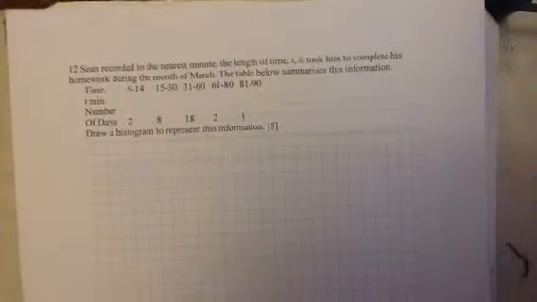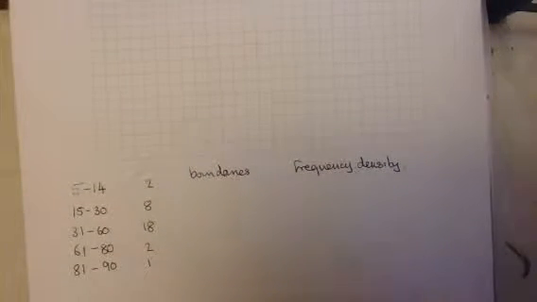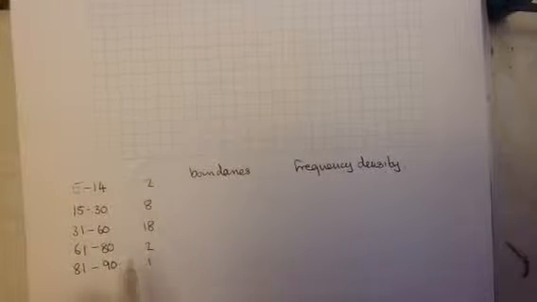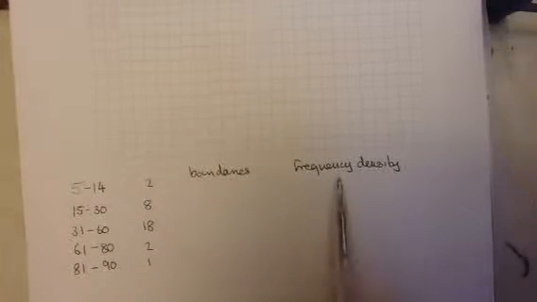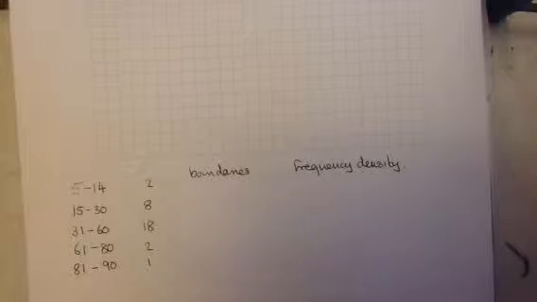Now before I would start to draw a histogram, I would make myself out a table using the data, and what I would put in my table are the boundaries of each class, which will tell me how to divide up each bar along a horizontal axis, and I'd work out the frequency density, which will tell me how high on the vertical axis to meet each bar.